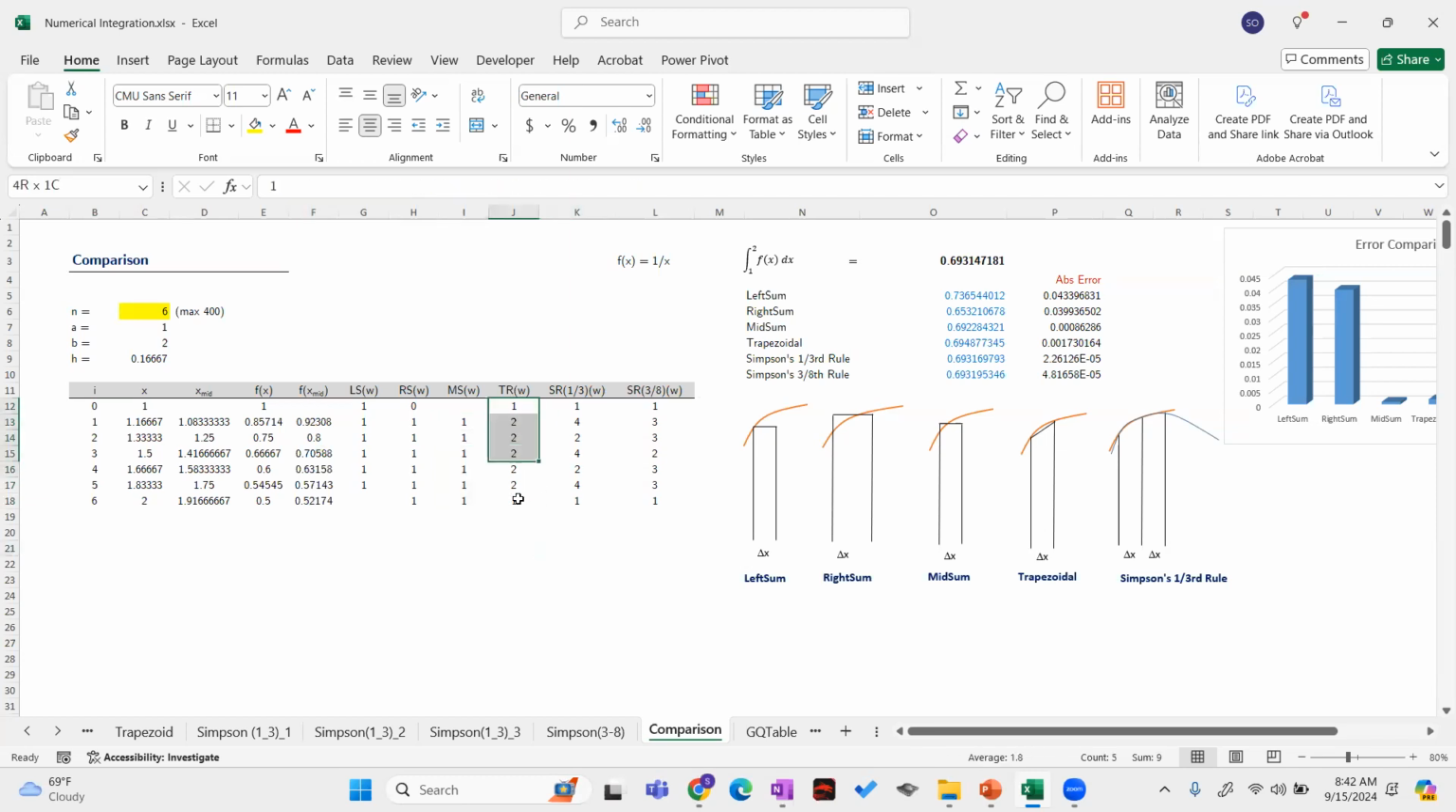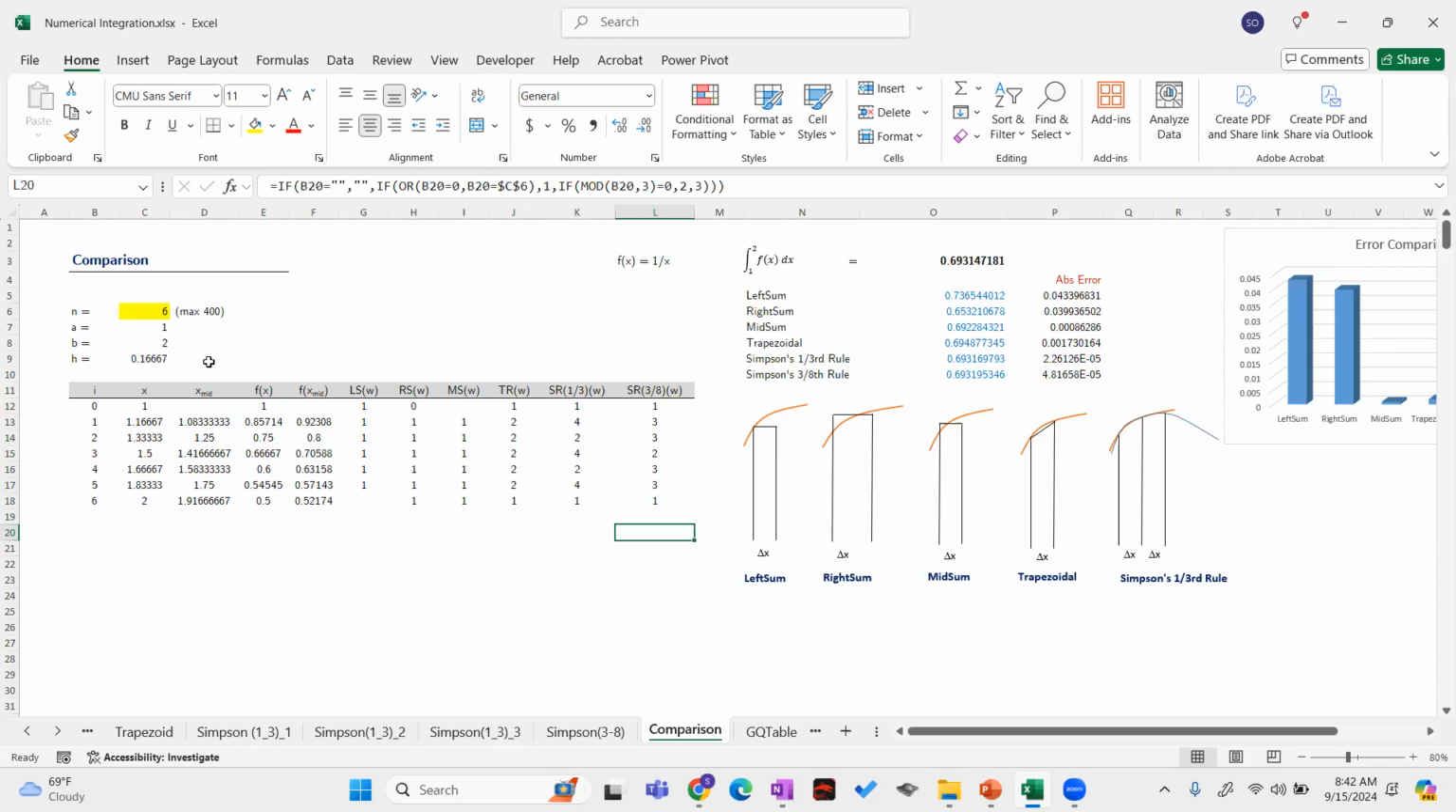Trapezoidal rule. Remember, the first and the last receive a weight of 1. Everything in between is 2, because of double counting. And then the one-third rule has this one: 1 and 1 at the ends, then alternate between 4, 2, 4, 2, 4. And this is the 3/8 rule.